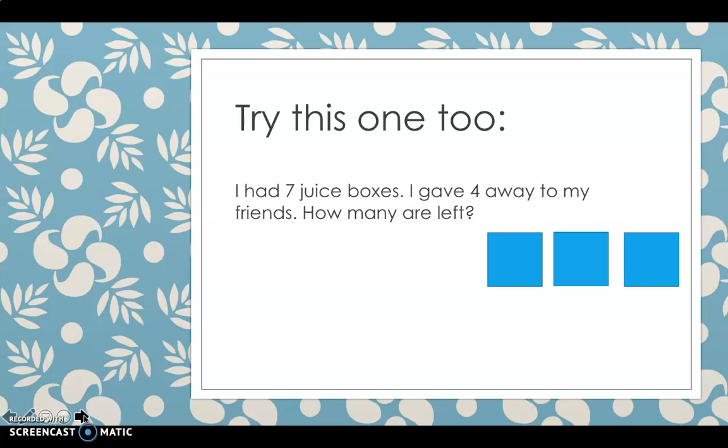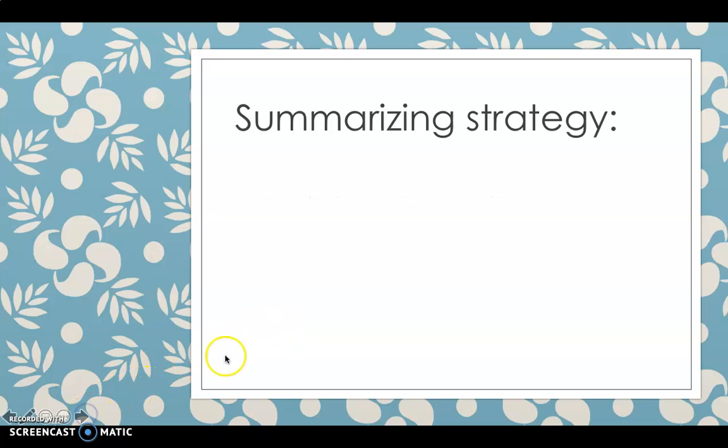So what would this look like as a number sentence? Well, let's see. I started out with 7. Then I subtracted some. I'm changing that number to less. So 7 minus the 4 that I gave away to my friends will equal 3. You can see I have 1, 2, 3 juice boxes left. So let's make sure that we can answer our lesson essential question for today.